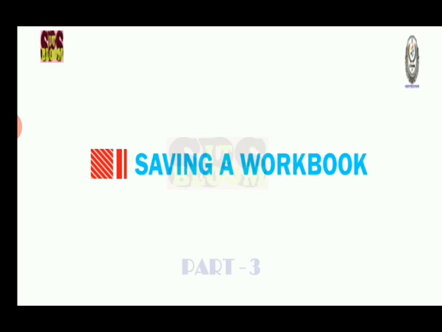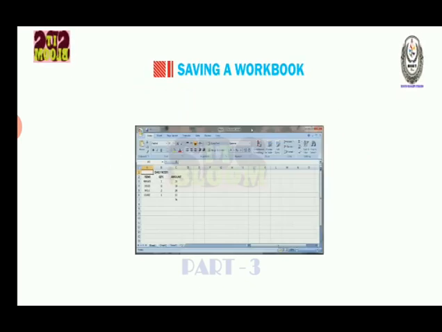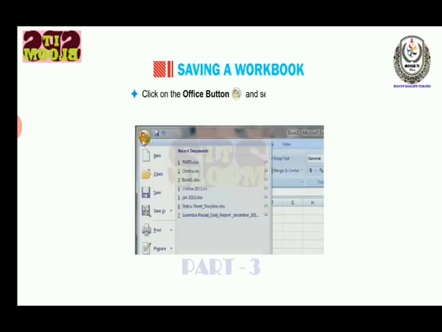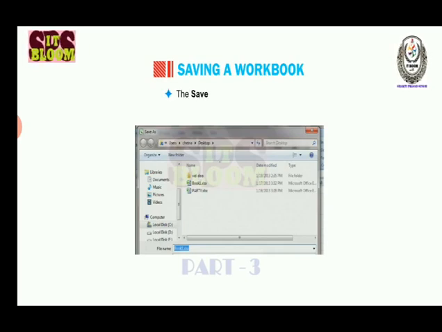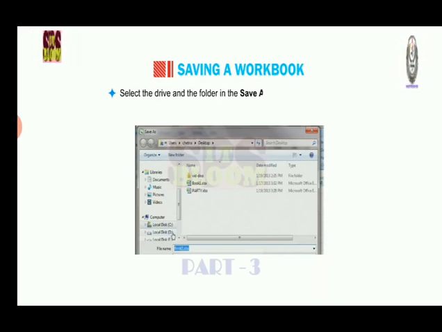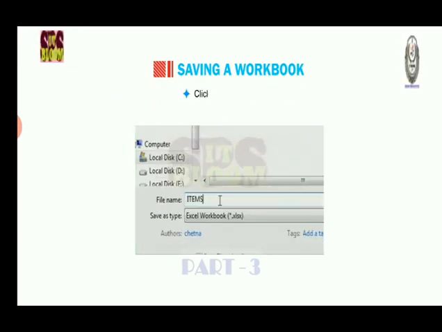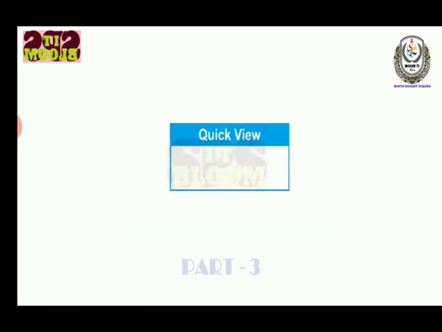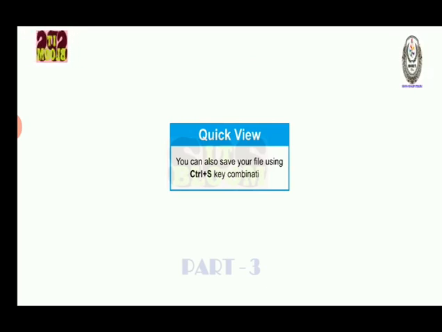Let us now find out how to save a workbook. To save a workbook, follow the given steps. Click on the Office button and select the Save As option. The Save As dialog box appears. Select the drive and the folder in the Save As list box where you want to save the workbook. Type the file name in the File Name text box. Click on the Save button. The file will be saved with an extension .xlsx. Students, note that we can also save your file using the Ctrl plus S key combination.